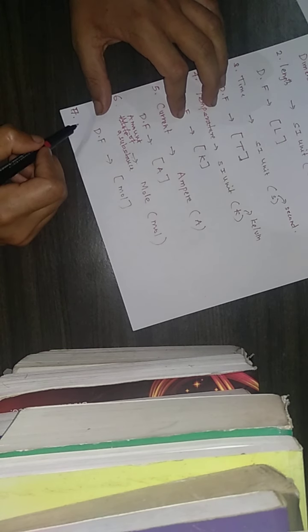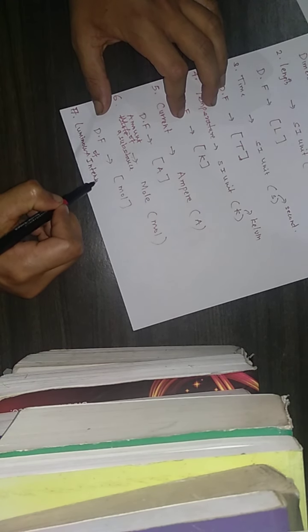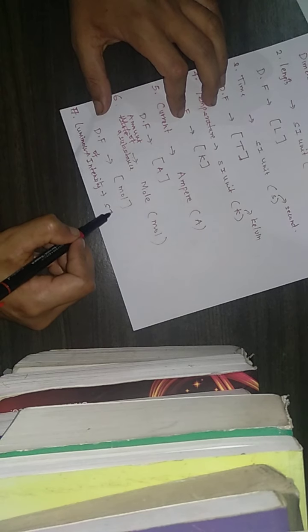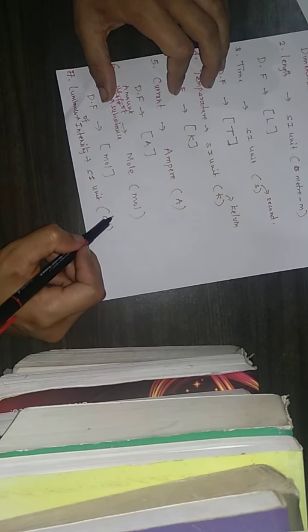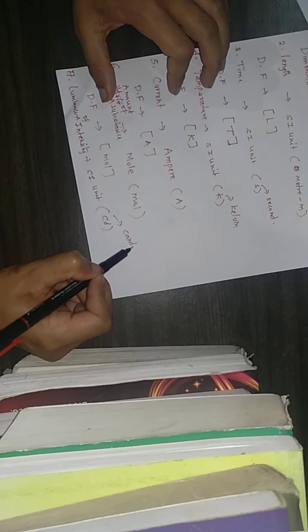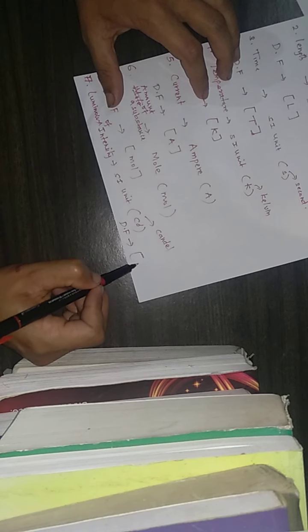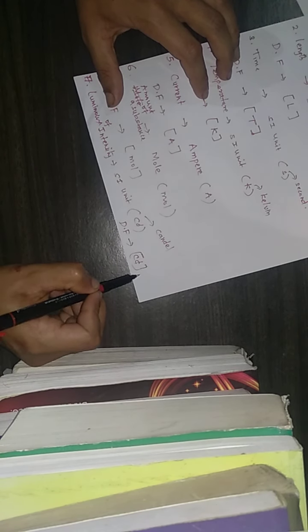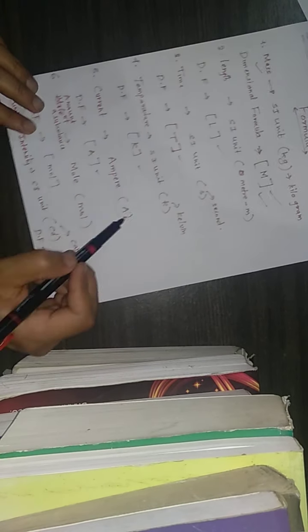The last one is luminous intensity, which is not very important at this level. Its SI unit is candela, and its dimensional formula will be cd in square bracket. So these are the dimensional formulae of the 7 basic quantities.